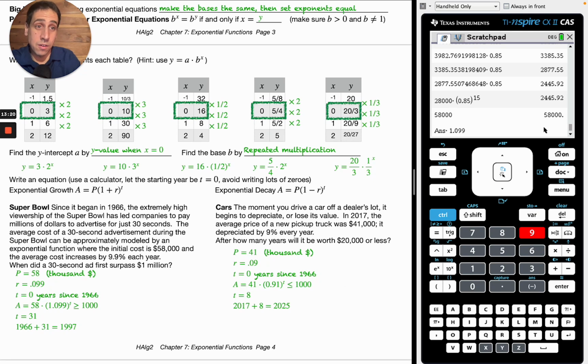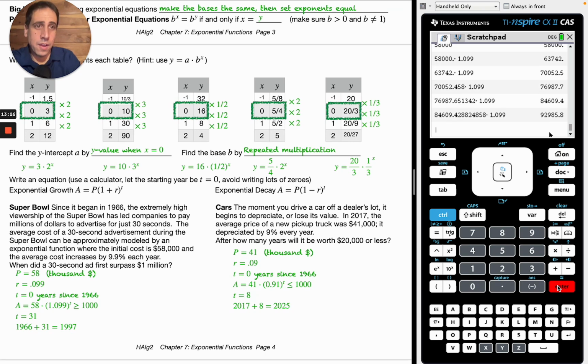This is the year 0, which is 1966, and now this is year 1, year 2, year 3, year 4, year 5, 6, 7, 8, 9, 10, 11, 12, 13, 14, 15, 16, 17, 18, 19, 20, 21, 22, 23, 24, 25, 26, 27, 28, 29, 30. We're getting close to 1 million. 31. Okay. In 31 years, it'll surpass $1 million. That's how you do it on the calculator.